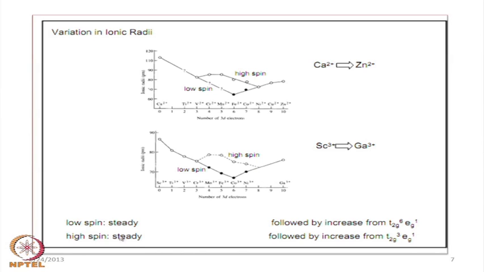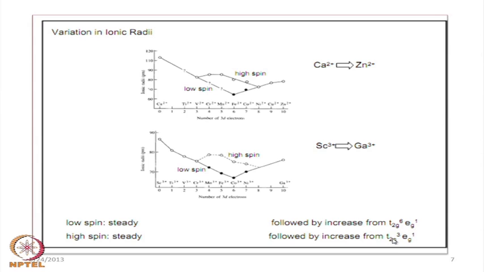In case of high spin also the change is very steady from one step to another, but there is an increase once the T2G shell is half filled. So, after T2G3, up to vanadium 2 plus, which is the T2G3 case, then we have the chromium and manganese. Then once we go to the chromium state, it is increasing from chromium 2 plus, and for manganese 3 plus, which is also D4, it is again increasing.